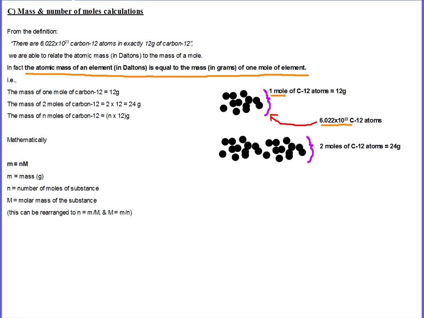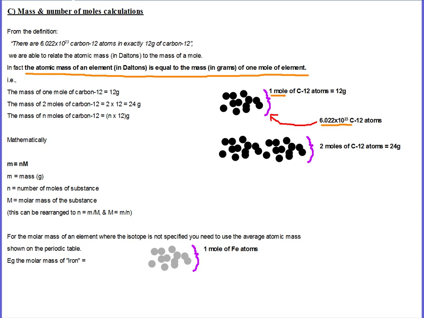So if you want to, you can rearrange that equation. I'm expecting you to rearrange that yourselves, but otherwise you can say that number of moles equals mass over molar mass, or molar mass equals mass divided by number of moles. That's just the rearrangements of that particular equation there. So how can we apply this? Well, we need to know what we mean by molar mass.